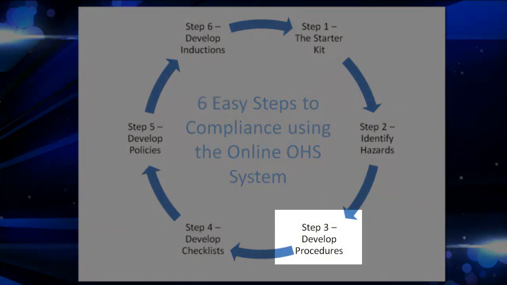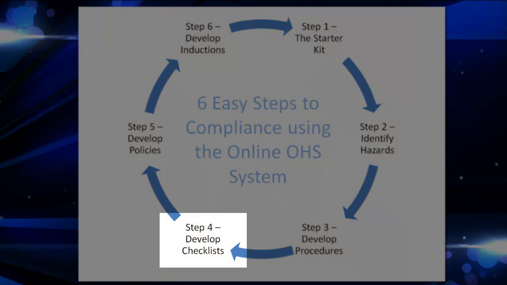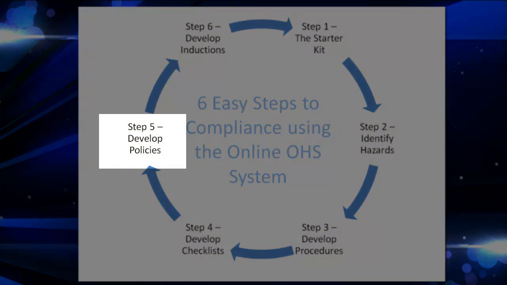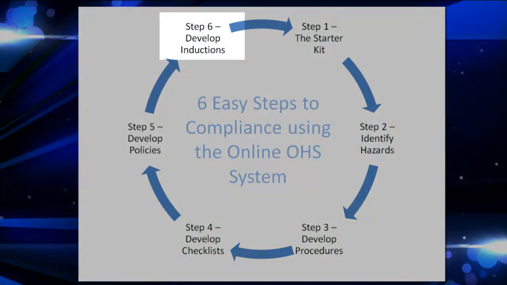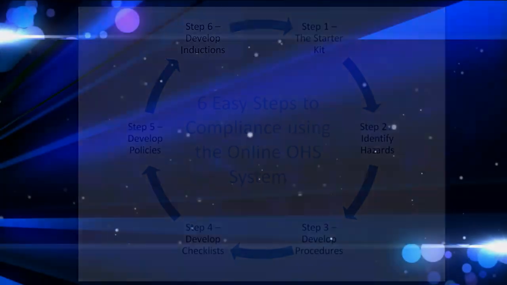Step 3 is developing safe work procedures for the items entered, as well as emergency procedures. Step 4 is to develop checklists to maintain the safety. And step 5 is to develop policies around the activities and processes you have identified. And the last step, step 6, is inducting all your staff into the processes to ensure safety.